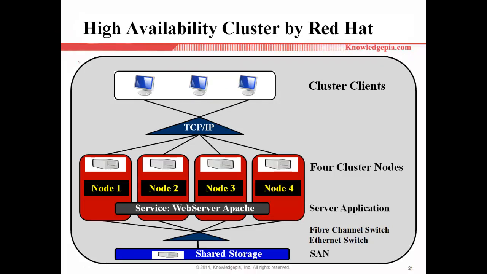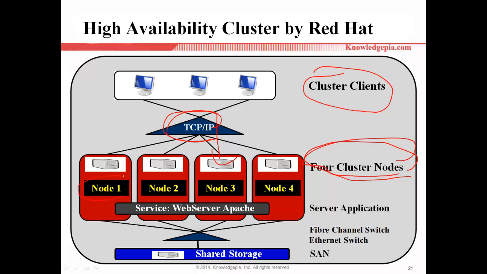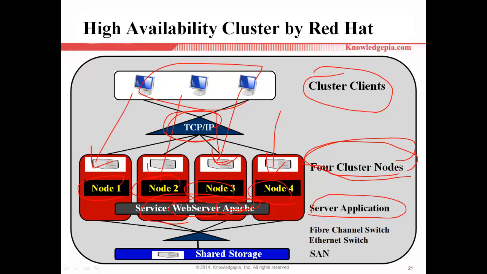So this is the high availability cluster from Red Hat. Red Hat supports this kind of service. Here the cluster clients can access the cluster nodes using the TCP/IP network. In this case, one cluster with four cluster nodes: node 1, node 2, node 3, and node 4. Each cluster node has a server application, for example a web server like Apache. So even if node 4 fails to supply the service, the cluster client can always access node 3, node 2, or node 1. And the cluster nodes can access the shared storage using a Fibre Channel switch or Ethernet switch. So the SAN will supply this shared storage to the cluster nodes.